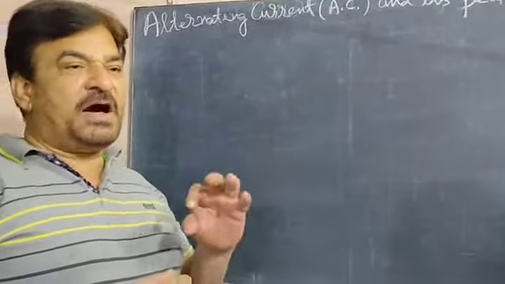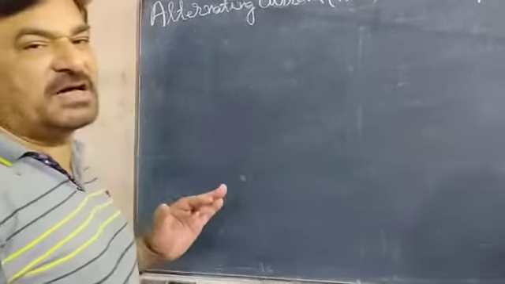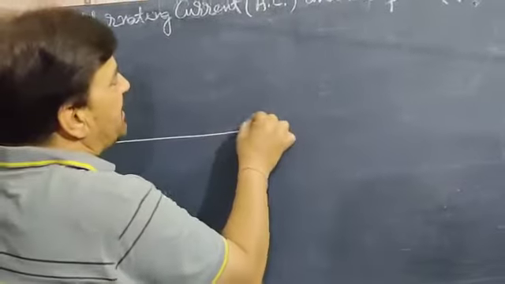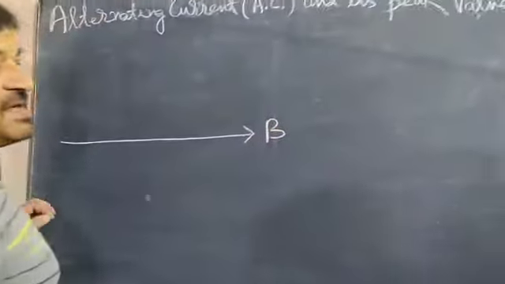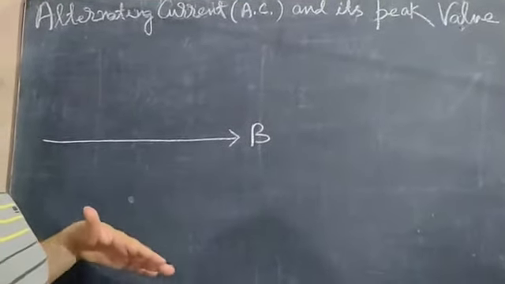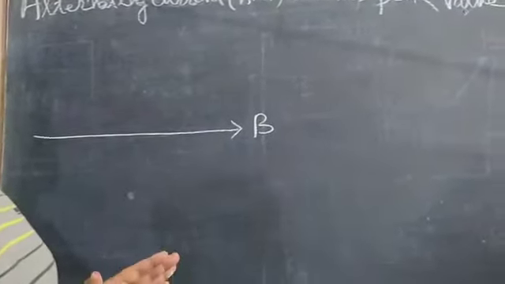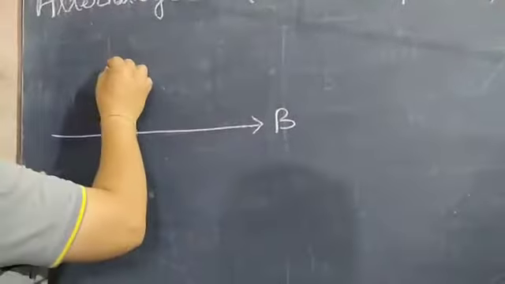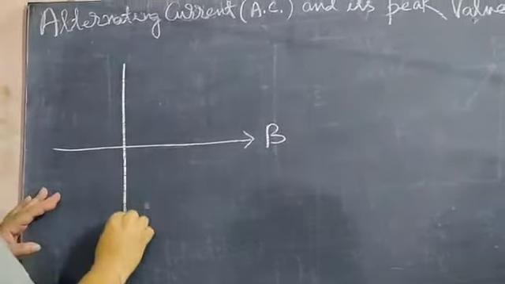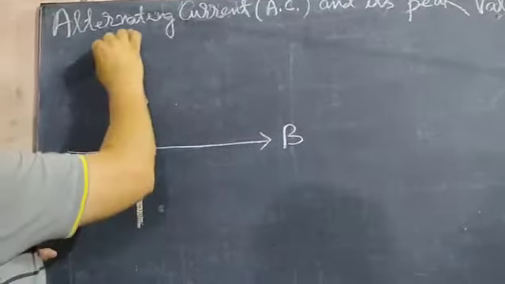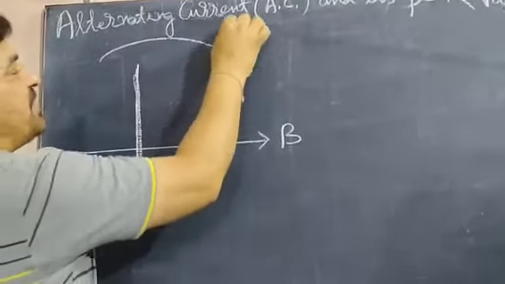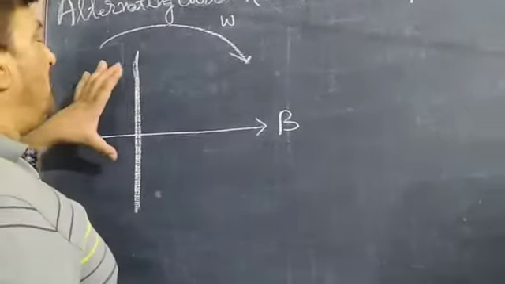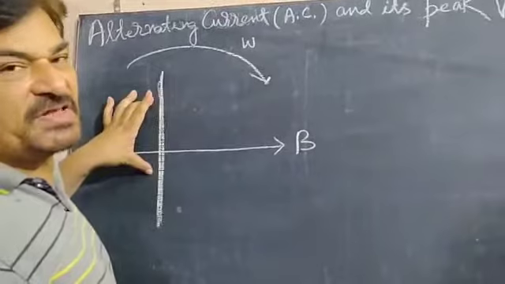In order to understand it, let me consider the working of an AC generator. In an AC generator, we place a laminated coil in a uniform magnetic field. Consider the coil to be at this position, and now the coil will rotate with an angular velocity omega, which changes the amount of magnetic flux associated with this coil.